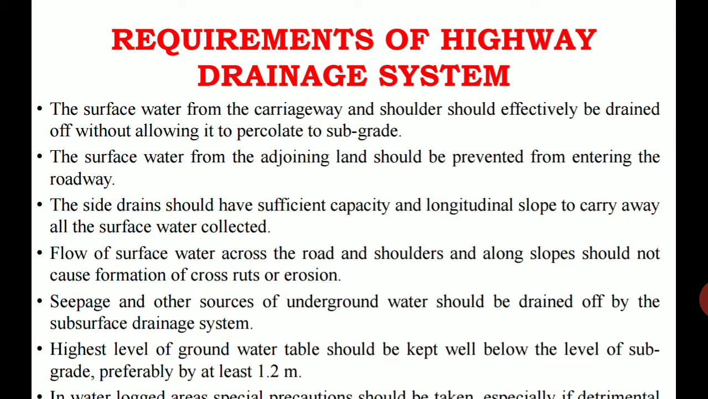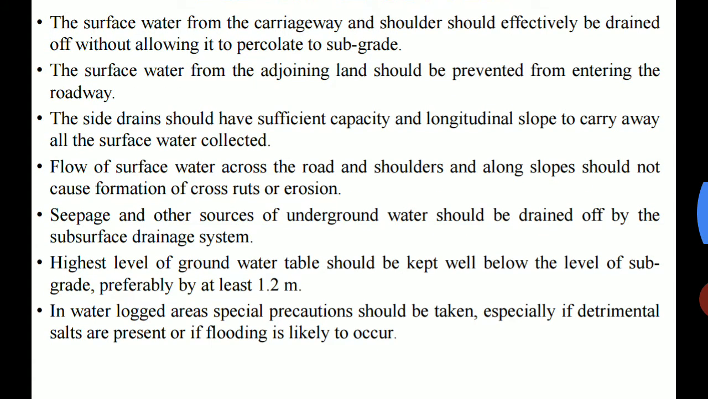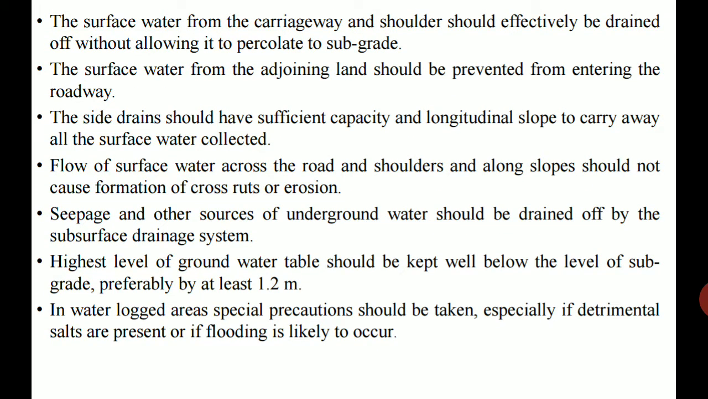And then the flow of surface water that crosses the road and shoulders and runs along the slopes should not cause the formation of cross ruts or erosion. Whatever adjoining water comes onto that pavement layer should not cause erosion in the adjoining layers, because when it does, the sloping system provided beside the road pavement loses its properties, and that is harmful to the entire construction.